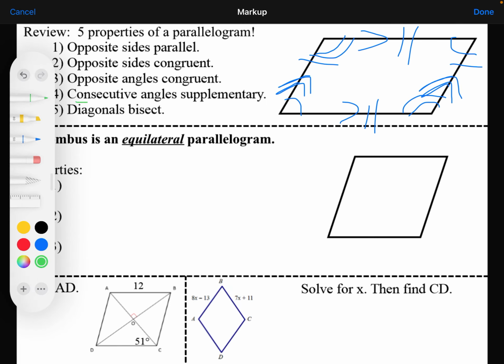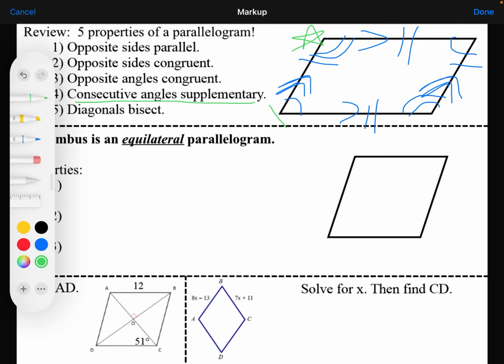Consecutive angles supplementary. That's the two angles here and here add to 180. Same thing in the rhombus below. And then the diagonals bisect. If you have one long diagonal and one short diagonal, the two pieces on either side are the same, whether it's on the top left and bottom right or the bottom left and top right. Everything of those things is the exact same thing true in a rhombus as well.